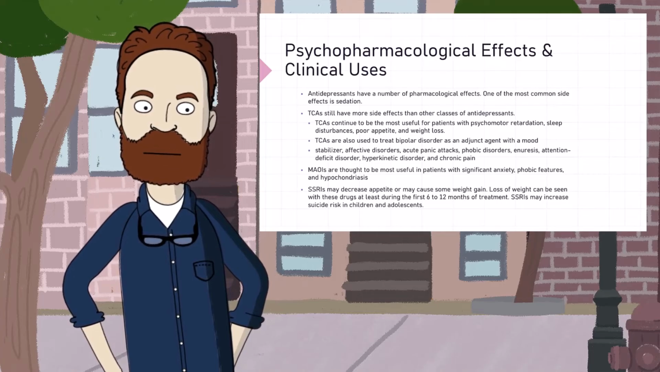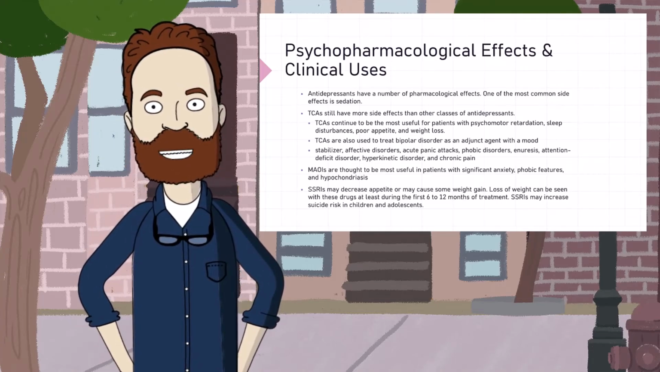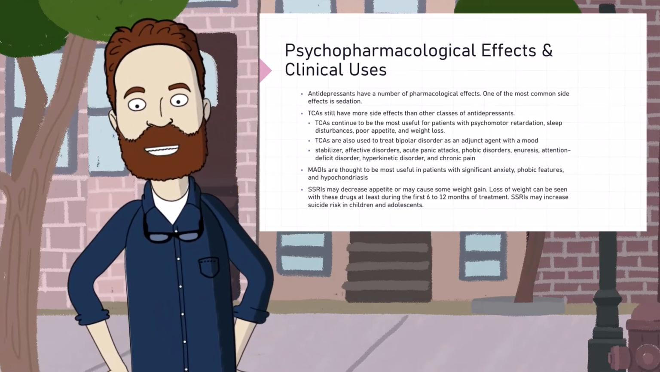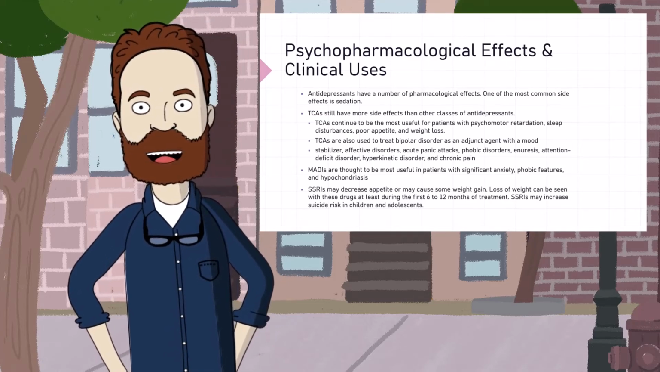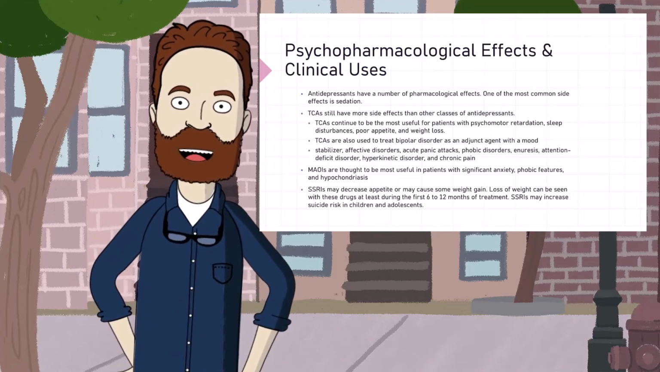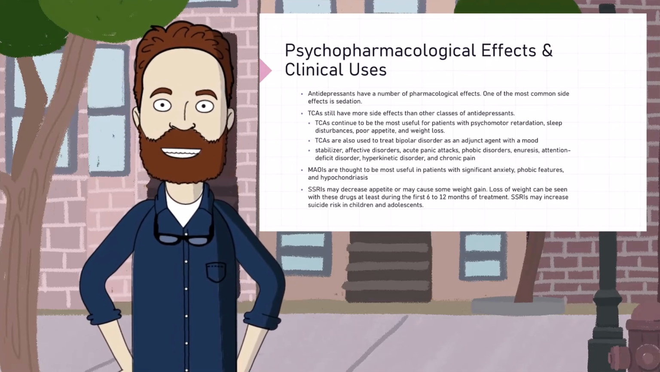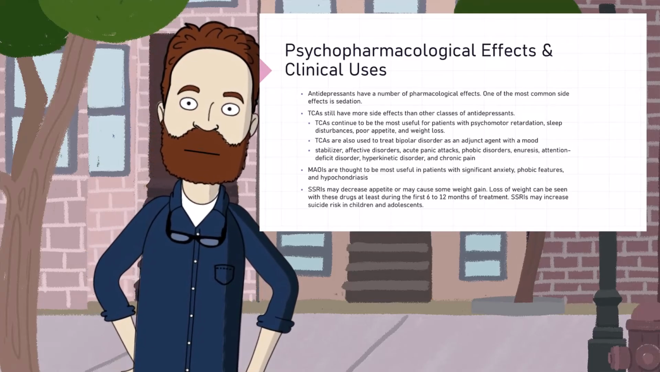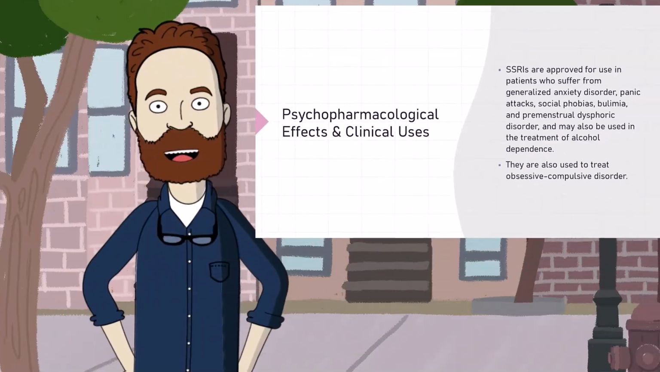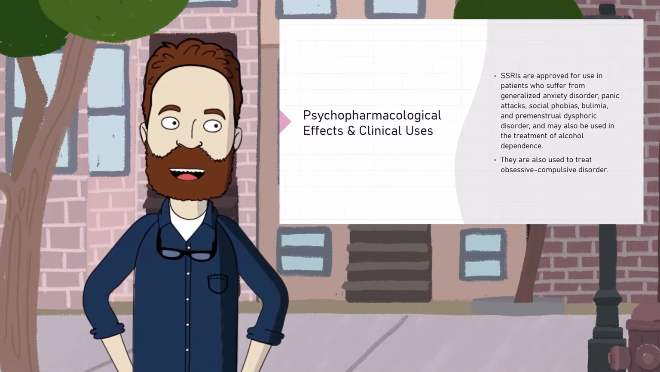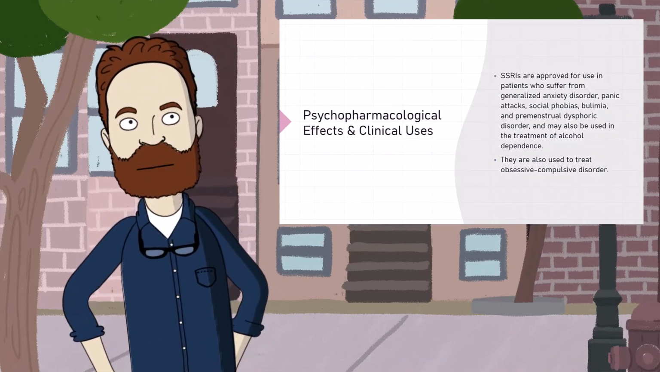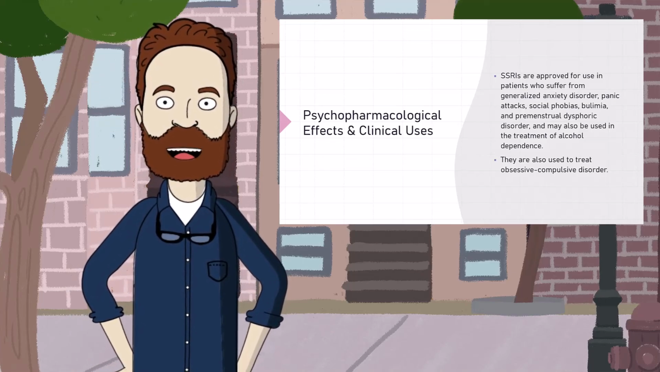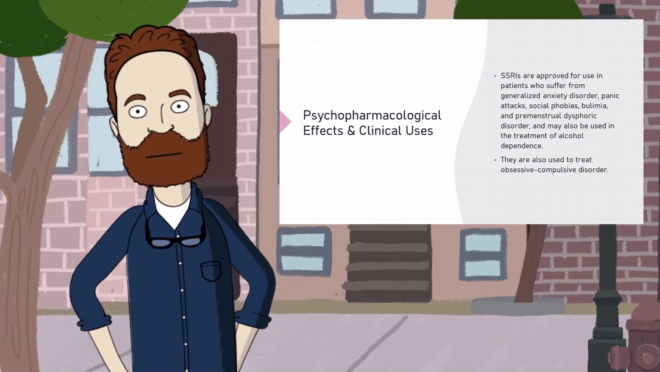And here's the thing with these drugs: SSRIs may increase suicidal risk in children and adolescents. So keeping that in mind, if you're prescribing these medications, or you know somebody who's being prescribed these medications, you have to be very careful because of the increased risk of suicidal ideation, which also affects users between 18 and 24 years old. SSRIs are approved for use in patients who suffer from generalized anxiety disorder, panic attacks, social phobias, bulimia, and you can also use them to treat alcohol dependence. You could also use them to treat obsessive compulsive disorder.